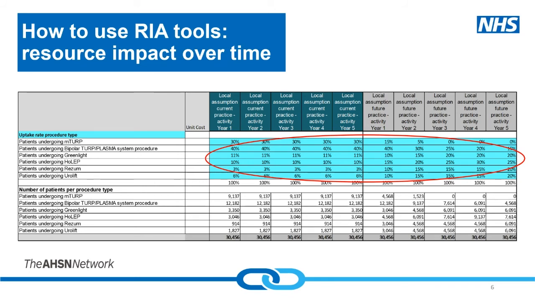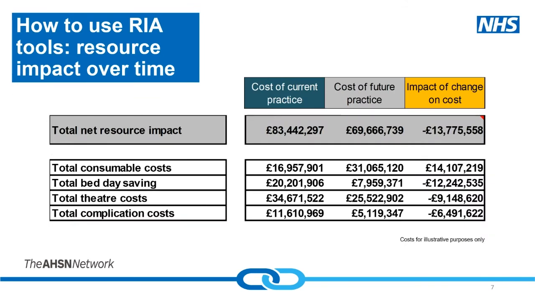Next slide, please. This is just a little extract of the resource impact over time worksheet, and it really just shows all the work that you put into the template feeding through to this bottom line. So you've got costs of current practice, costs of future practice, and the net total resource impact. What we try and do then is break that down into the different elements. So you can see in this case, we've got different consumable costs, bed day savings, and so on. And that really is the basis behind all of the templates.